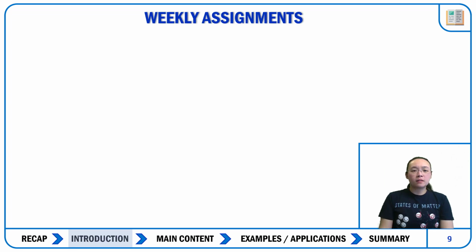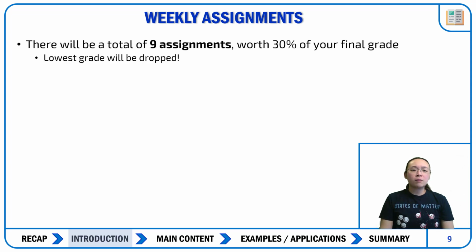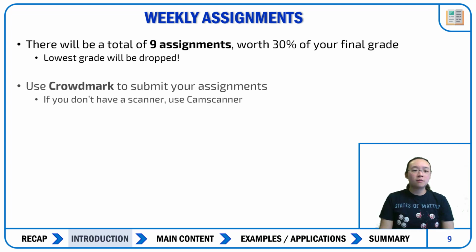Weekly assignments. There's going to be a total of approximately 9 assignments. I'm not exactly sure yet, it depends on how the term goes. But for now, I do have 9 planned out, worth 30% of your final grade. Just keep in mind that the lowest grade will be dropped, so technically it's out of 8. We're going to be using CrowdMark to submit your assignments. If you don't have a scanner, download CamScanner, which is free, and you can use your phone, take pictures and upload to CrowdMark.